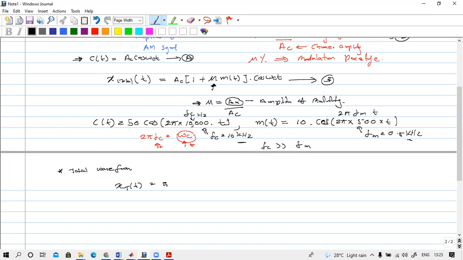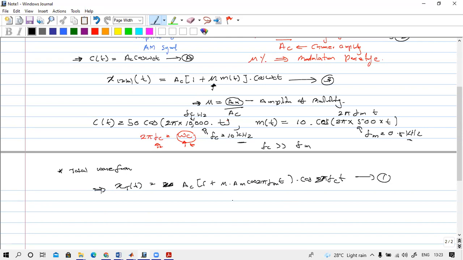We have AC 50. Okay, so I will write in general form. We write it like this: AC plus, here we have mu, and I have put the AM cos 2π fm t, and cos ωc t, cos 2π fc t. This is the equation I wrote.